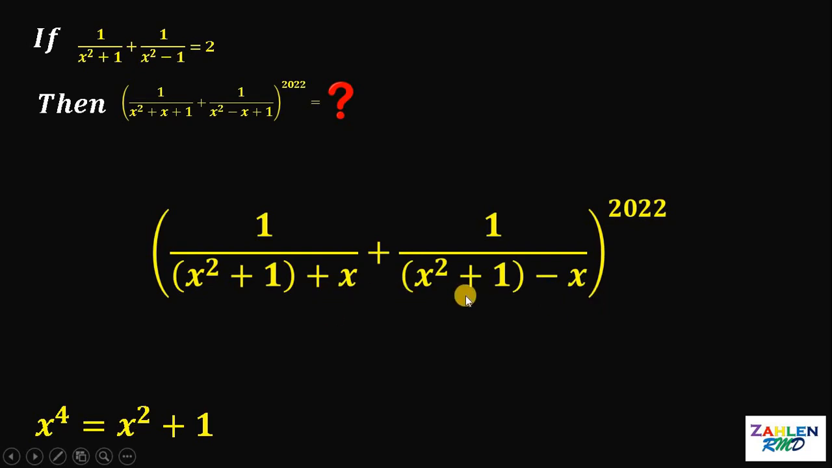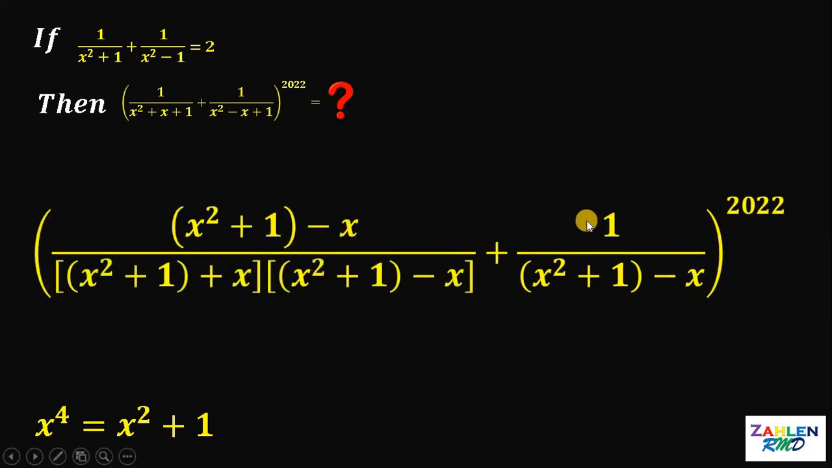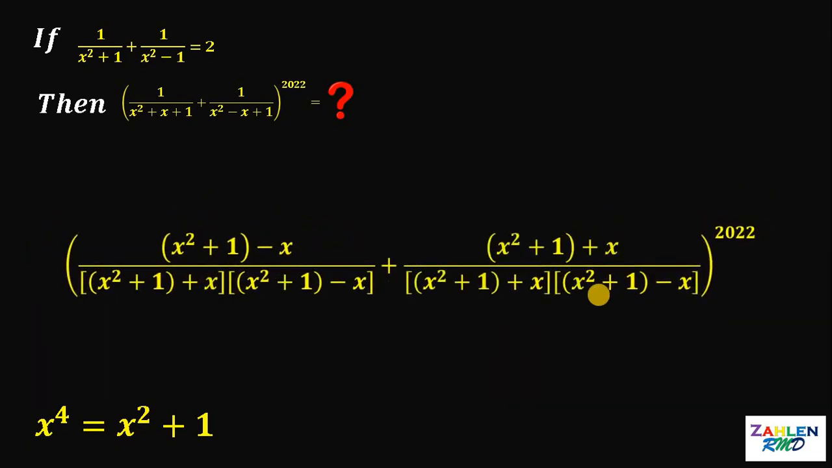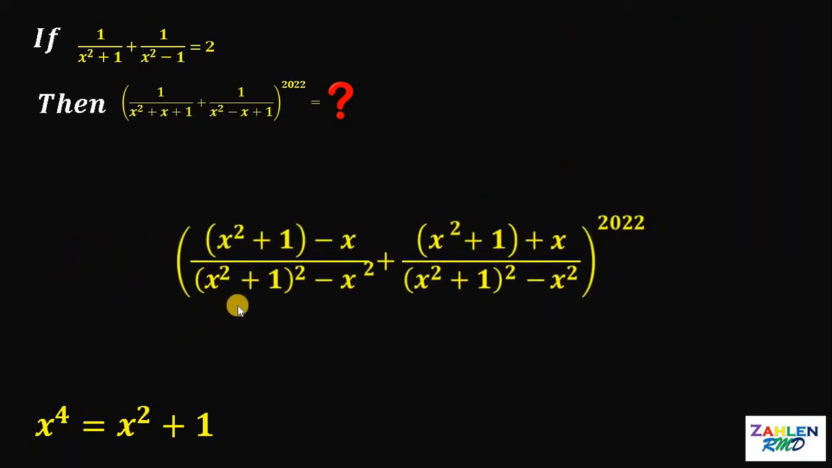Now, let's combine these two terms, the same thing as we did on the given equation. On the first term, let's multiply the numerator and the denominator by x² + 1 − x. On the second term, let's multiply the numerator and the denominator by x² + 1 + x. On the denominator, we use again the special products: (a + b)(a − b) = a² − b². Thus, our denominator becomes (x² + 1)² − x².